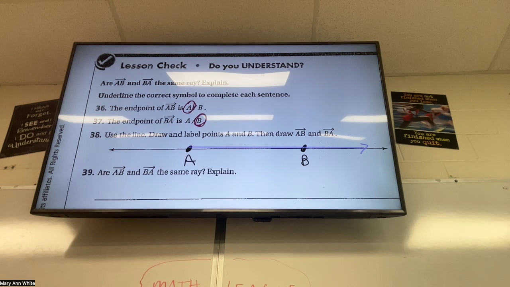Okay, I drew AB. You guys have AB like I do? When I draw BA, where do I start and go to? Good. B to A. Are those the same ray? Not at all. What is wrong with them? Why are they not the same ray? They don't share an endpoint.